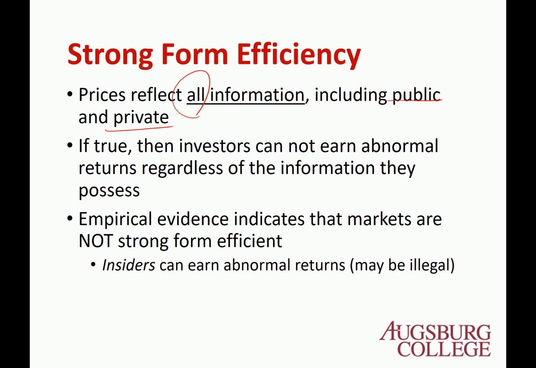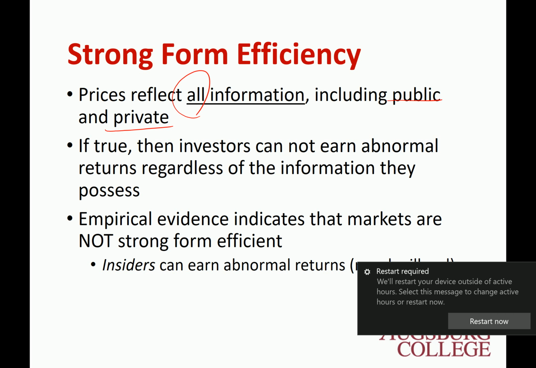So if it is true, investors cannot make abnormal returns regardless of the information they have. And in fact, we simply know that, right? People use insider information to get excess and very high returns because information symmetry, information efficiency, is actually violated, right? So empirical evidence shows that markets are not strong form efficient. That's why we make insider trading illegal. If you use insider information to trade, you go to jail.